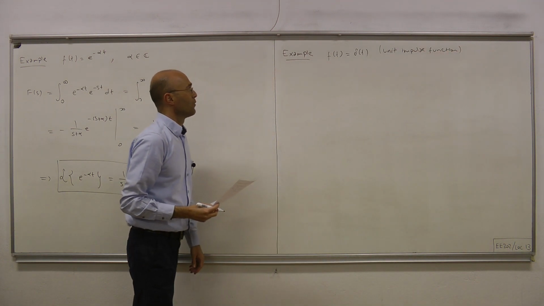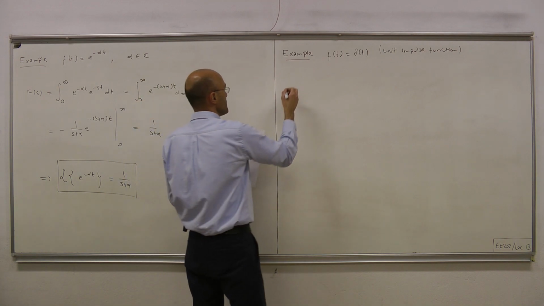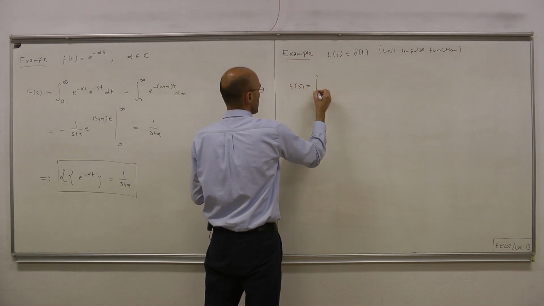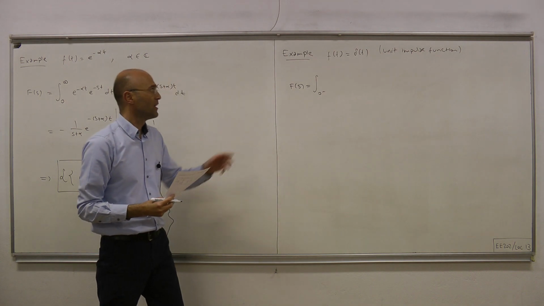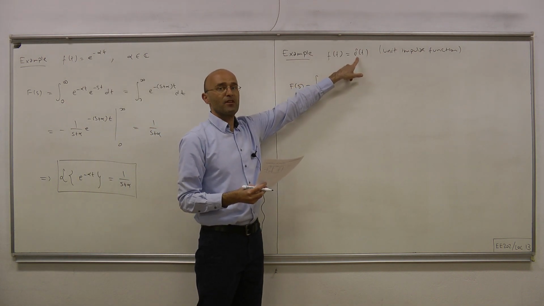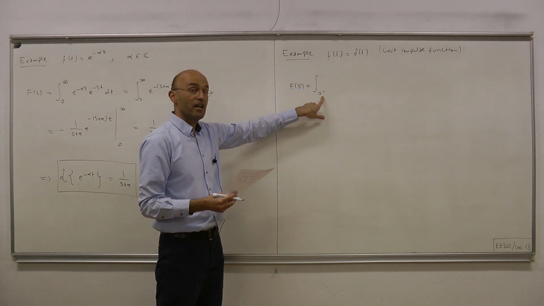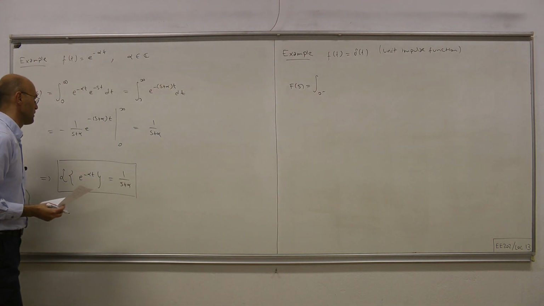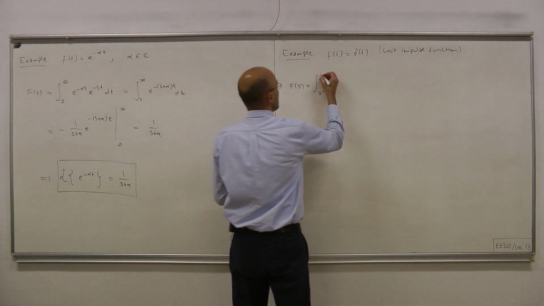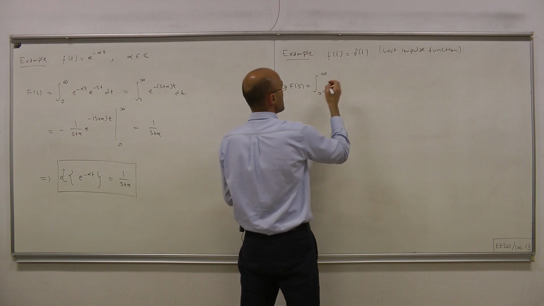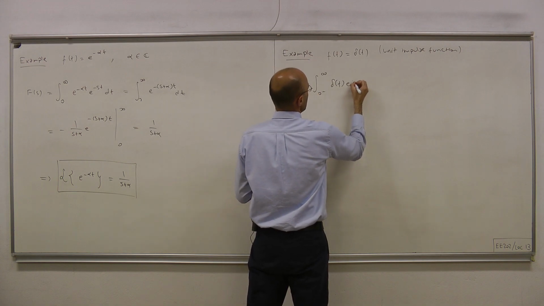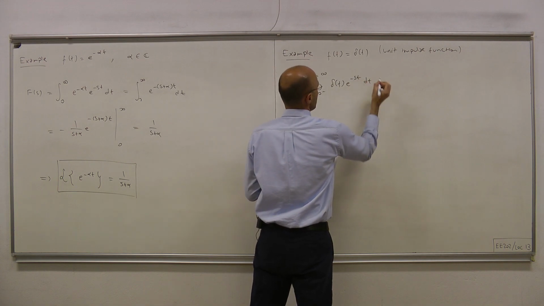Okay. What's F of s? F of s equals, okay, let's apply the definition. Now, since we're dealing with the delta function, we have to be careful about this 0 minus, 0 plus business. So let's put here 0 minus, and what we have is delta of t, e to the minus st, dt.